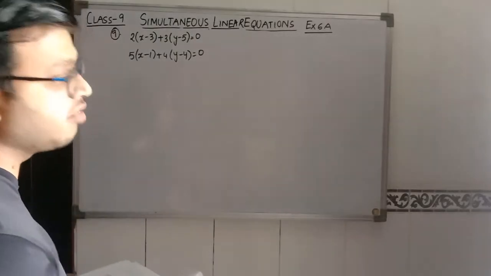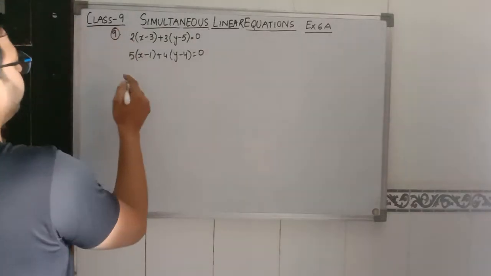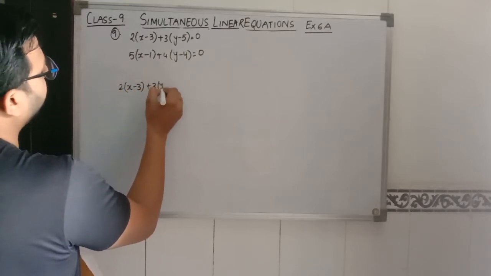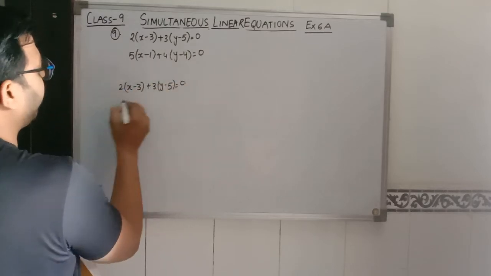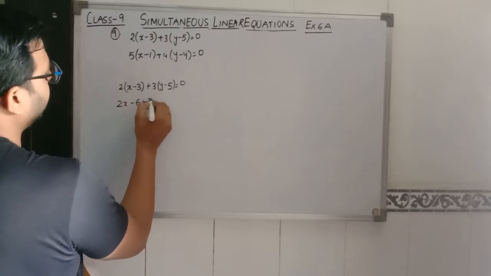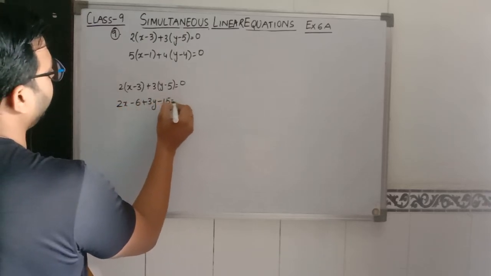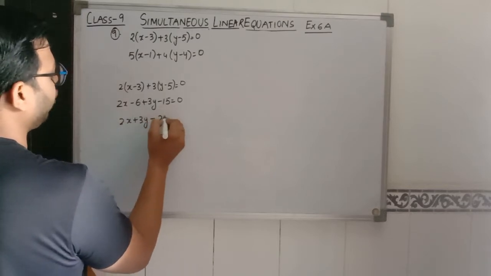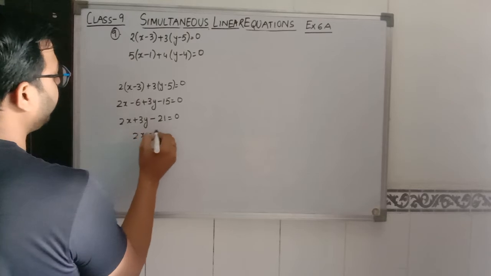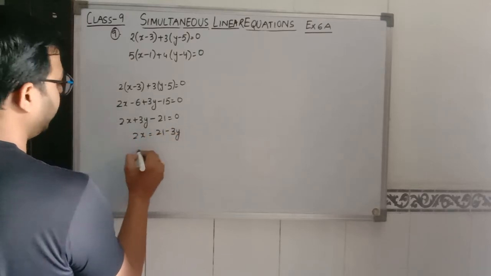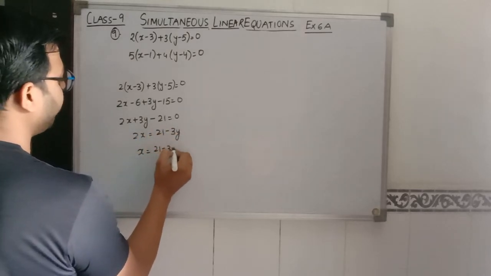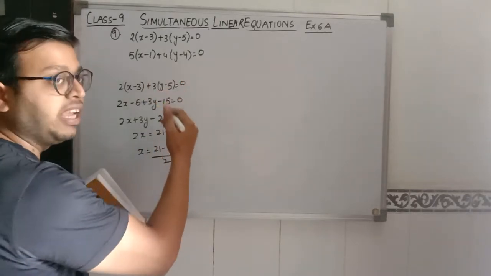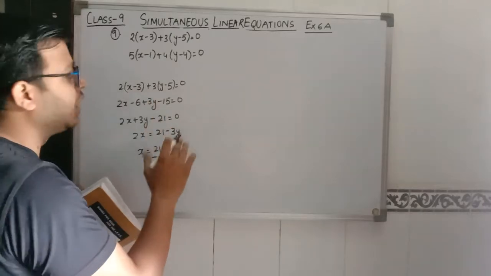Now, whenever you are going to take any of the equations, like you are taking the first one, 2(x minus 3) plus 3(y minus 5) is equal to 0, you have to simplify it. 2x minus 6 plus 3y minus 15 is equal to 0. So 2x plus 3y minus 15 and 6, 21, is equal to 0. So 2x is equal to 21 minus 3y. So x is equal to (21 minus 3y) divided by 2. That is the value of x. These steps will be increased because the equation is not given in a proper manner.